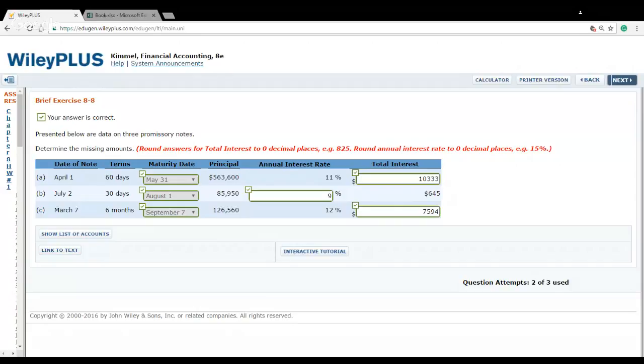And for 6 months, you don't count days. All you would do is just add 6 months to the month of March, which makes it September, and it'll be September 7th.